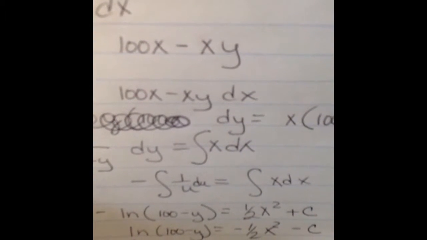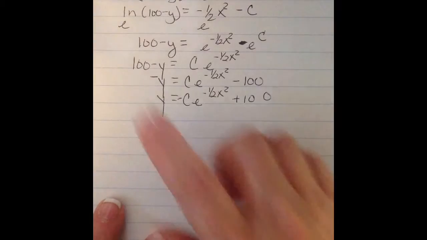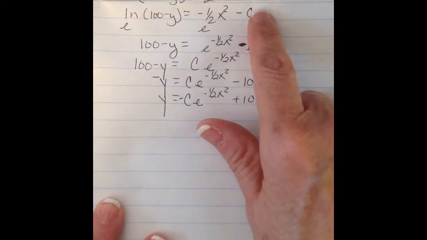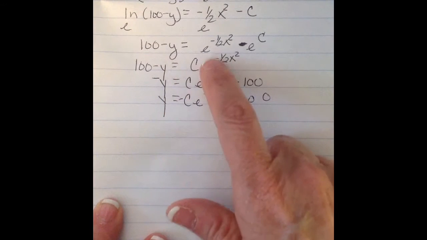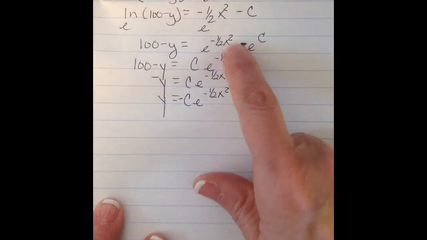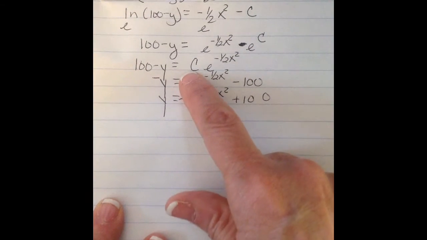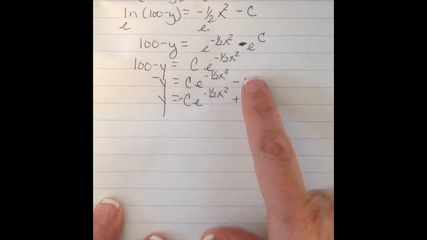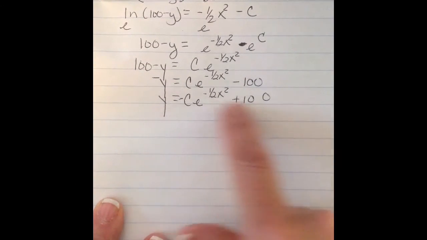Divide by your negative and take the e of both sides. So we're going to take the e of both sides. When we do, this cancels out. We get 100 minus y equals e to the negative 1/2 x squared times e to the c. So remember, this is a constant, so we can bring it out front, subtract our 100 over, divide by negative, and this is our general solution.